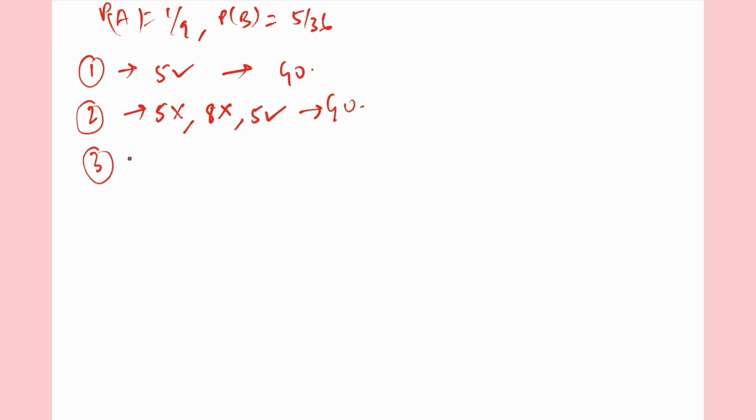Now the third case: A throws, he doesn't get a 5, B throws, he doesn't get an 8, A again throws, again he does not get a 5, B throws, again he does not get an 8, and again A throws and he gets a 5. Again the game is over, and this can go up to infinity.